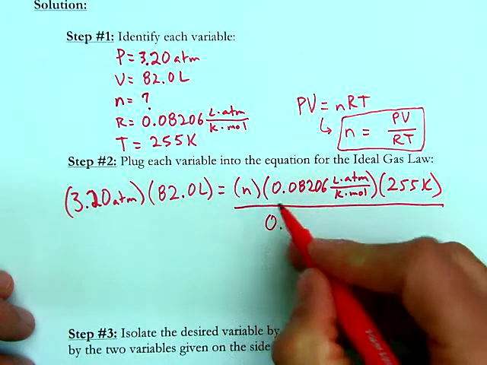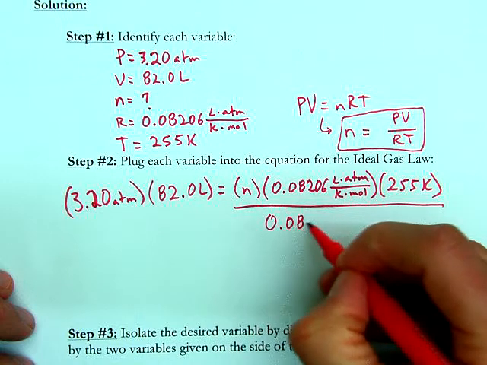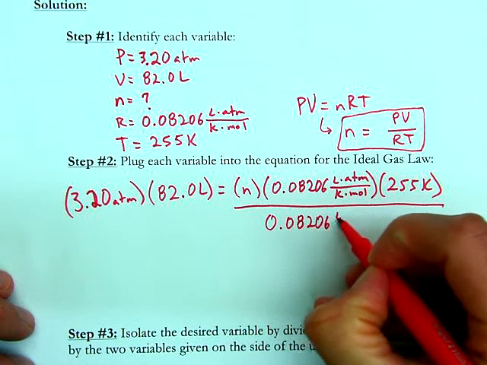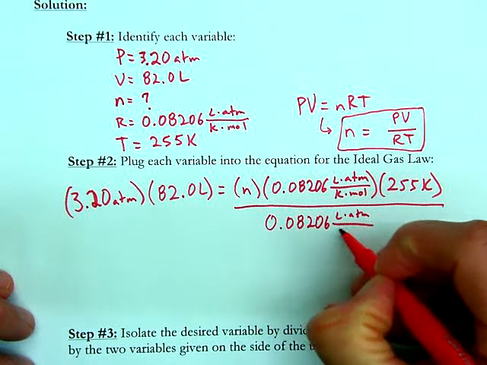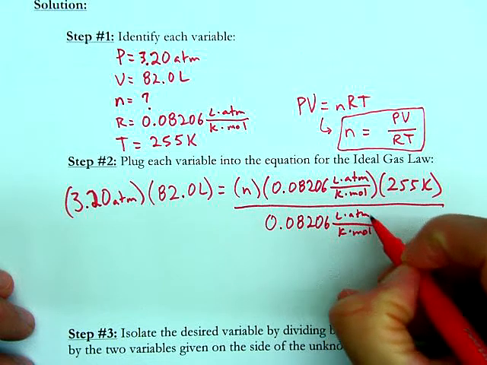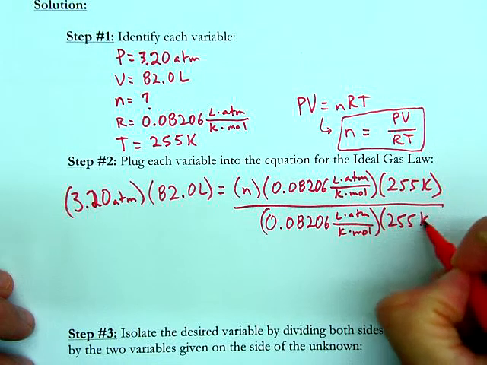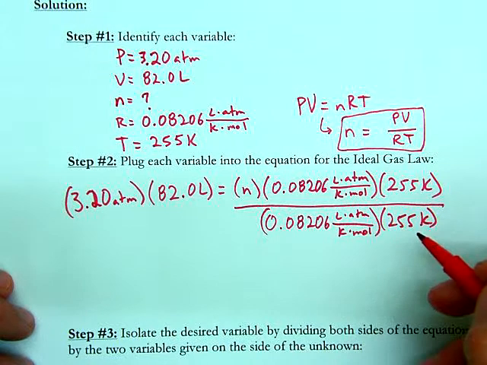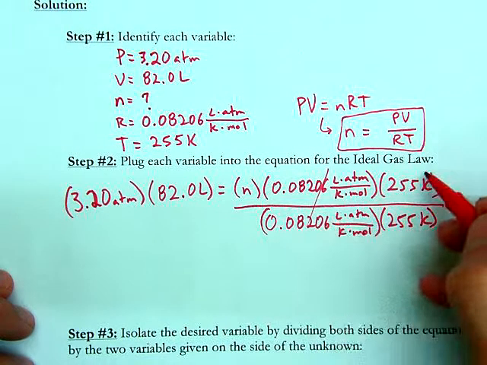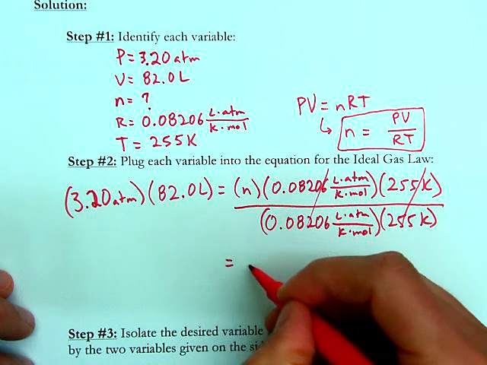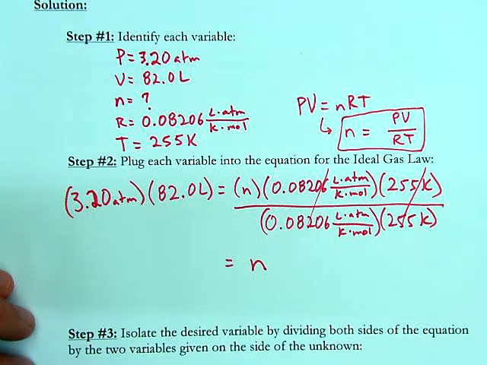But to get n all by itself, we'll divide by 0.08206 times 255 Kelvin. These will both cancel out, so this cancels and this cancels, and we are left with just n on the right side of the equation.